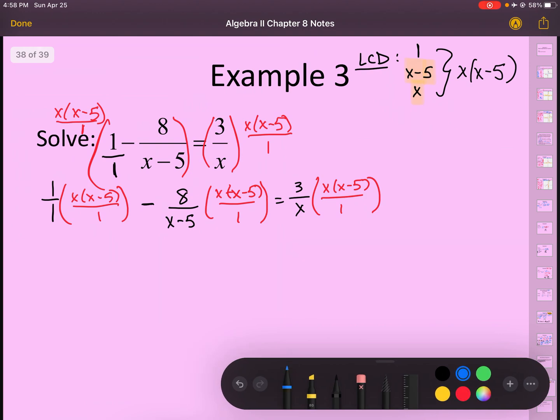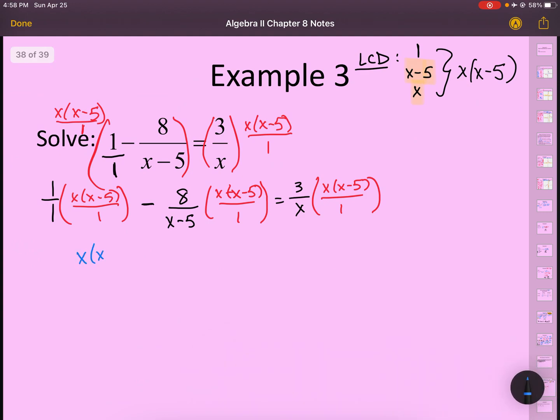Alright, so now if we think about stuff that can cancel out, okay, nothing can really cancel out of the first one. It's all over 1 times 1, which is still 1, so this is just x times x minus 5. In the second one, however, the x minus 5s do cancel out, so we're just left with multiplying the numerators together, which is just 8x. So minus 8x equals, and then after the equal sign, the x's cancel out, so I can multiply straight across here. So this is 3 times x minus 5.